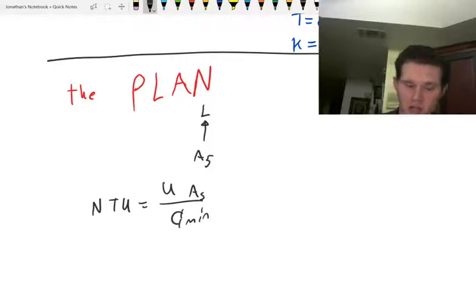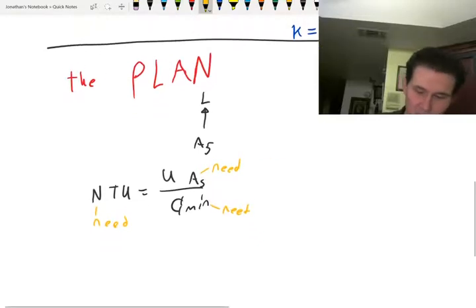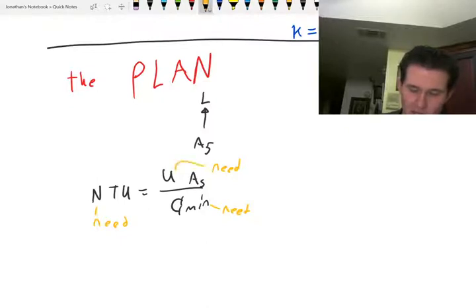So here's our equation. Our net transfer units are equal to our overall convection coefficient multiplied by our surface area over our C minimum. So I need all this pretty much. I need that. I need that. I need that too. I'm kind of needy today, I know. Oh, I'm sorry, I need this. I need your overall convection coefficient so I can really get that AS. All right, let's get where all this comes from and get a plan going on here.